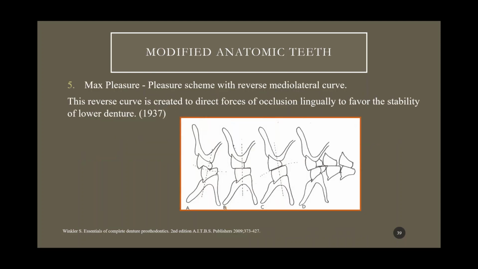Then in 1937, Max Pleasure designed the Pleasure scheme. In this, the lower posterior occlusal surfaces were modified to produce a reverse curve by tilting the tooth buccally, and he also claimed to stabilize the lower denture by directing the forces lingually.